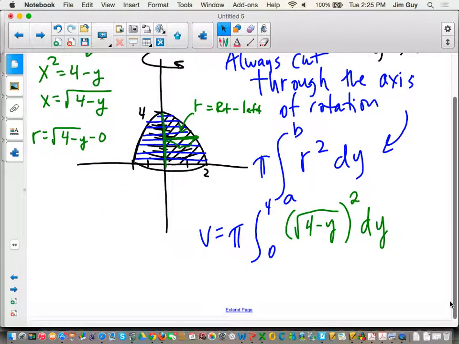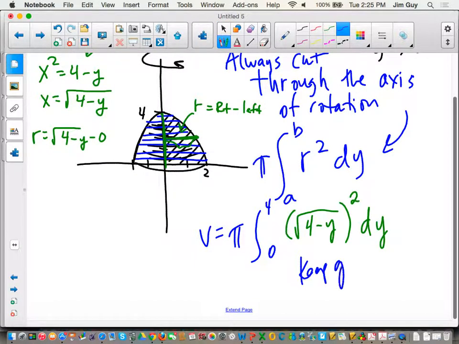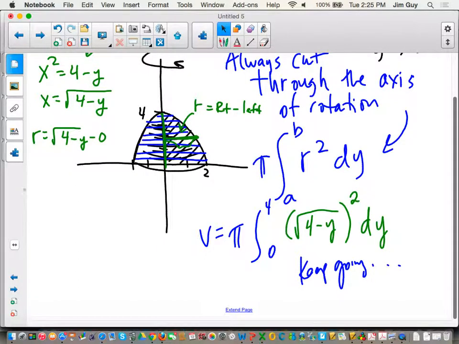Any questions on setting this one up? We're of course not done, but we're done enough here. You'd want to do the whole thing, just so you know, and square that, take the integral, and go from there. Alright, let's get a little fancier here, a bit more difficult. Next example.